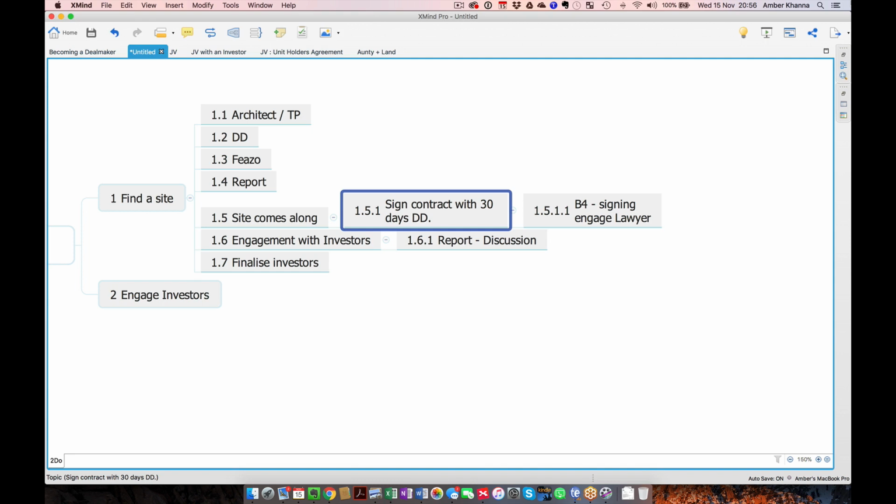So these are the things you've got to keep in mind. As I said, you've got to have your accountant and your lawyer engaged anytime you're setting this up, or you're coming together with different shareholders and unit holders.